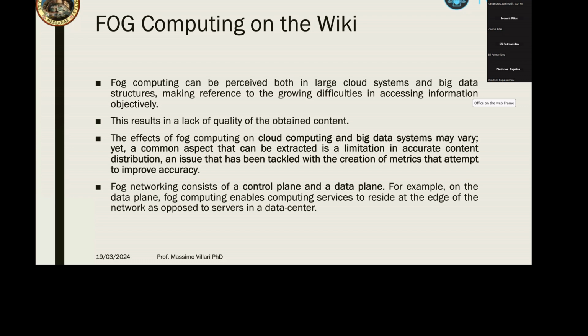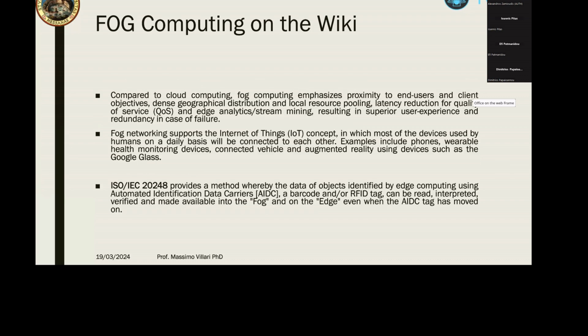Fog was built to manage proximity, mostly in terms of networking. There was the need to facilitate the introduction of new technologies like the Internet of Things and the creation of these connected devices, and then fog enabled a smart connection between the Internet of Things and cloud computing.